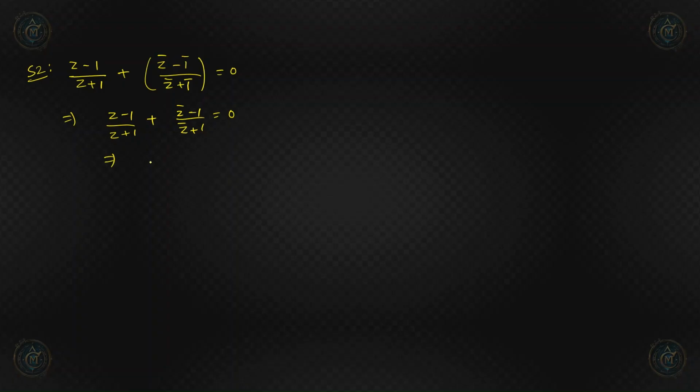That means the numerator will be z into z bar, so mod z square, plus z minus z bar, then minus 1, plus mod of z square plus z bar minus z, then minus 1. The numerator has to be equal to 0. If we cancel these factors, z bar gets cancelled, z gets cancelled, so we get 2 times (mod of z square minus 1) equal to 0, right?